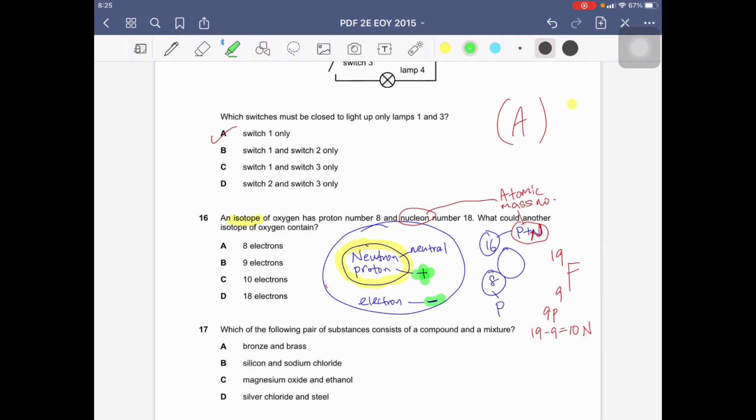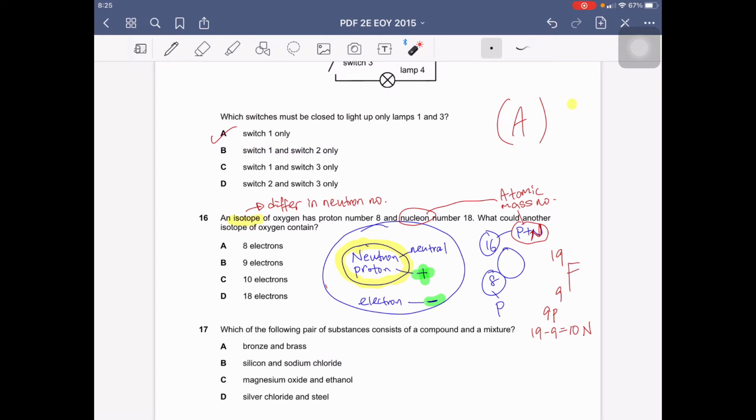Okay, so the question says, what could another isotope of oxygen contain? Now, isotope basically means they are the same element, however they differ in neutron number. So the number of neutrons they have is different. That's very weird, huh? Everything is the same, proton and electrons will be the same, but the neutron number will be different. So they look the same, but they have different neutron numbers. We call them isotopes of each other.